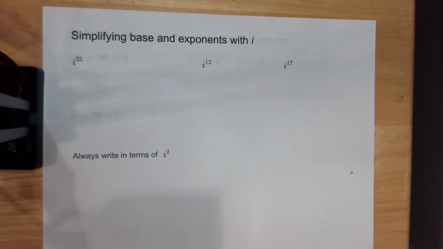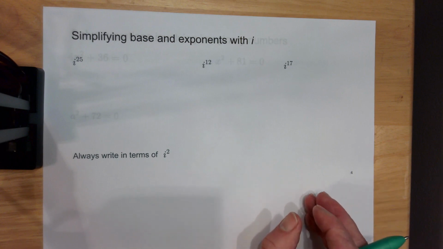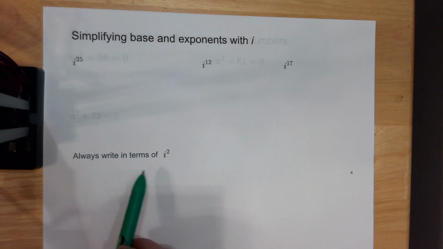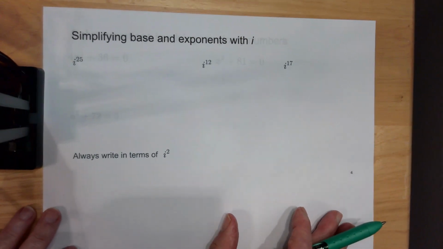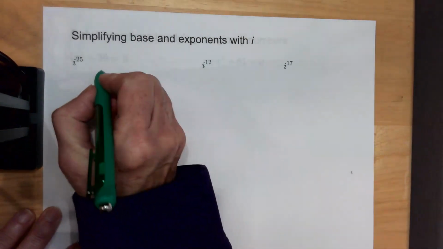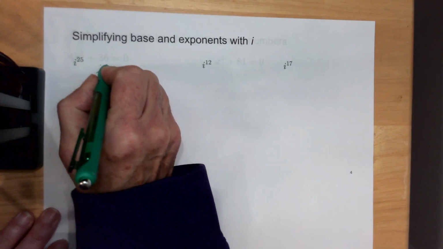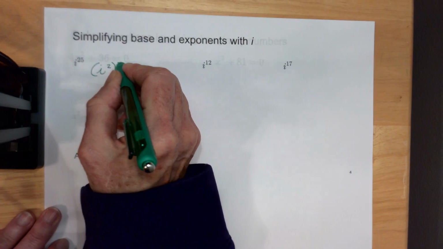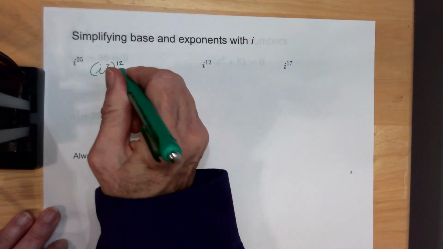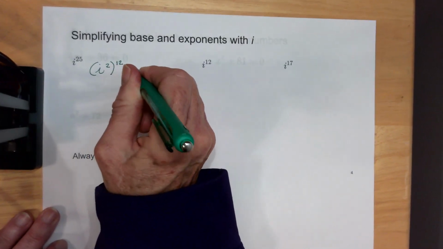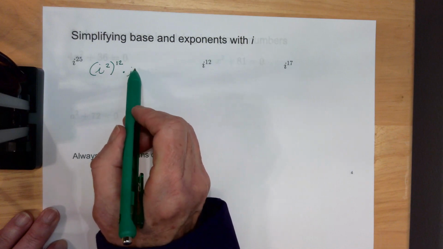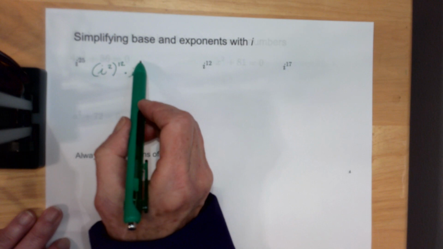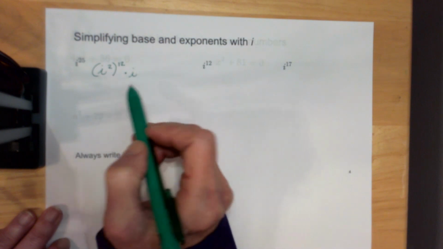We also, with an i, can simplify bases and exponents. You're always going to write it in terms of i squared. So if I have i to the 25th, that's the same thing as i squared raised to the 12th power, because that's going to give me i to the 24th. But then I need to get to 25, so I need one more i. So this gives me i to the 24th times i to the 1st, which is going to give me i to the 25th power.